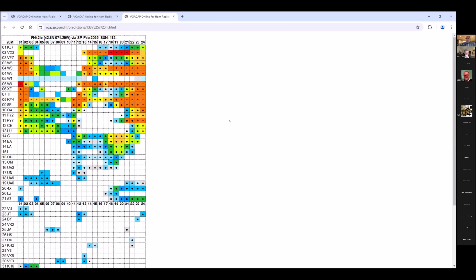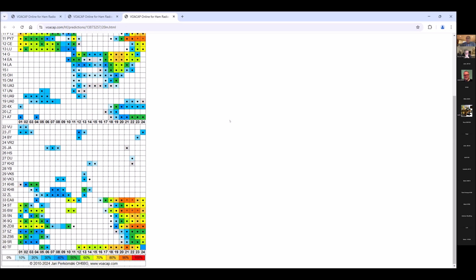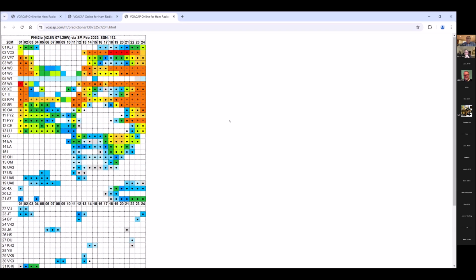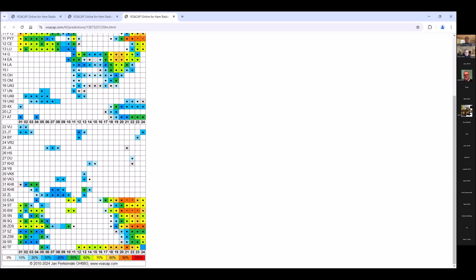Look at 20. Oh my God, you can just stay on 20 and not go anywhere. You have pretty much all-day openings to zone 4 and 5. Basically, North America is going to be workable most of the time. Europe is going to be, oh, actually a lot of blue. I did not expect that Europe is not going to be that great. But again, scrolling down to the higher zones, you're going to have plenty of good openings to Africa.